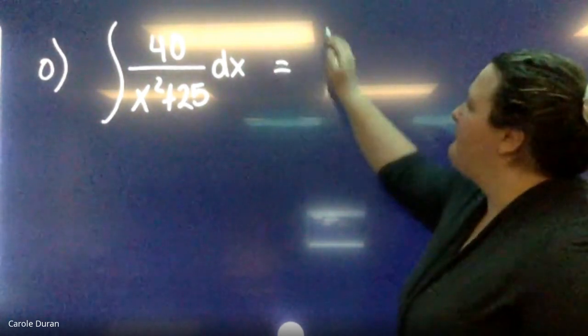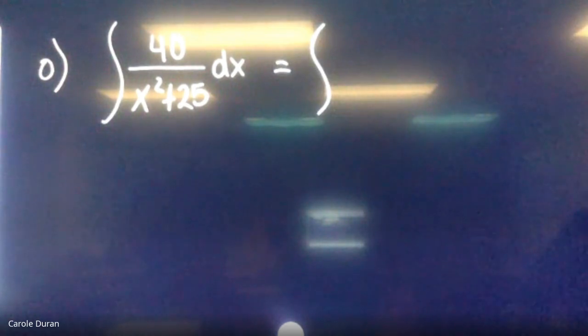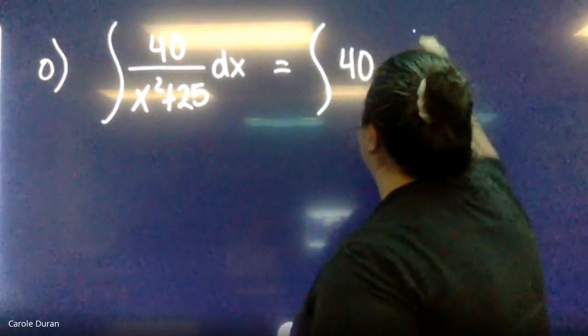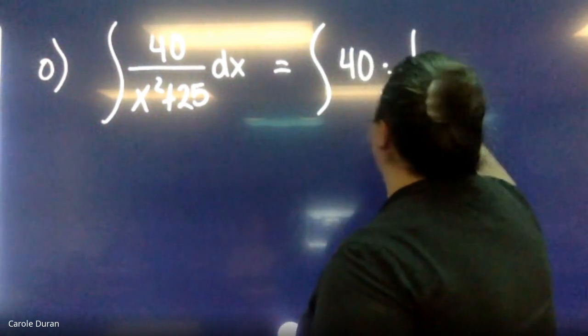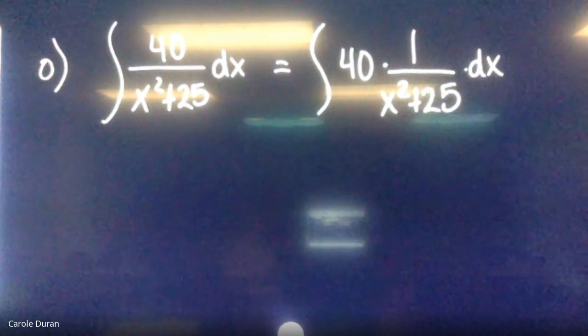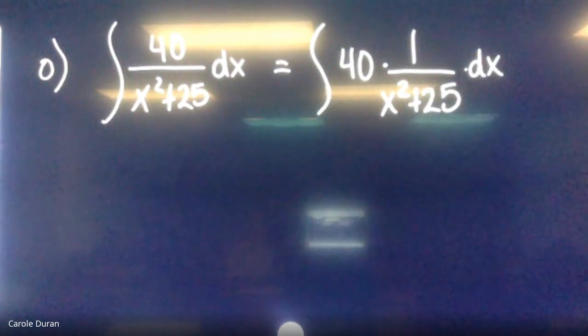Okay, Erin, what's the first thing I want to do to make this easier to see and work with? Split it up. What do you mean by split it up? Separate it. But how would you separate it? Well, I put 40 and then put the rest over 1. You mean 1 over the rest of it? Yeah. So the first thing Erin did was split it up, which was absolutely the right thing to do.